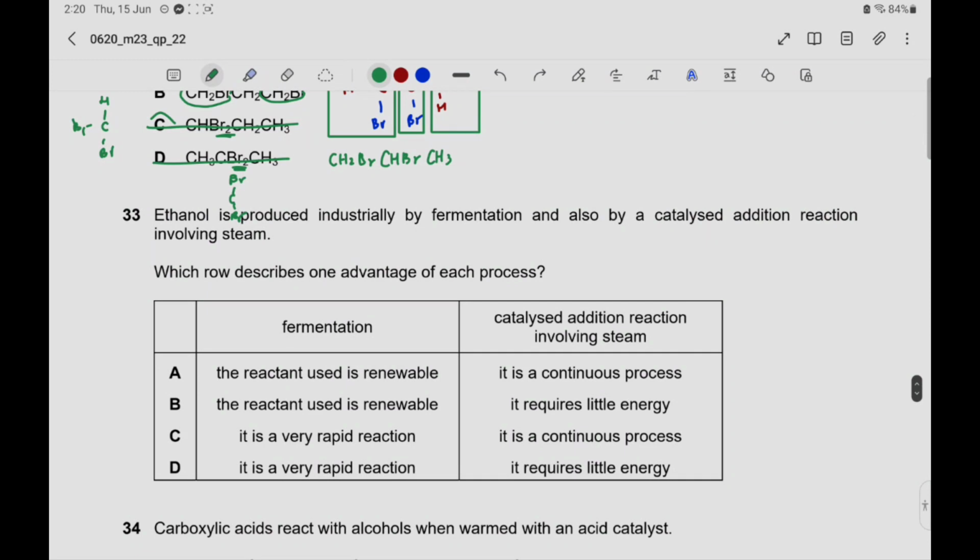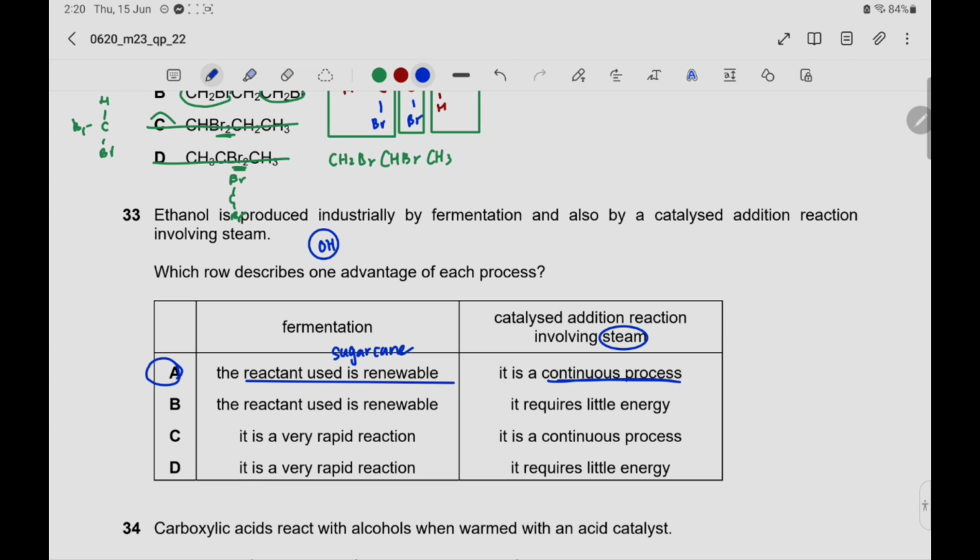Ethanol is produced by fermentation and also by catalyzed addition reaction, involving steam, because ethanol is actually added with the OH only, by our ethene. So yeah, you can use fermentation like your grandmother, or like the wine. Actually, they use fermentation, am I right? So answer, fermentation is good because the reactant used is renewable, which is like our sugar cane and all the glucose and things, right? While steam is very nice because it's very easy. It's a continuous process. So answer should be A.